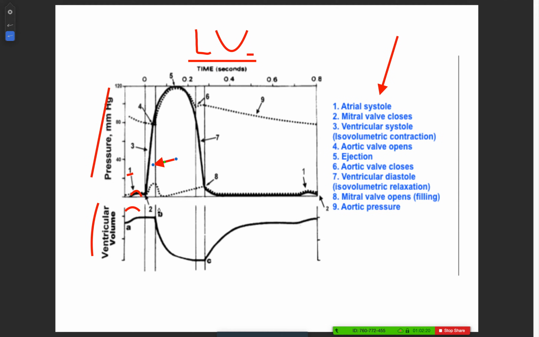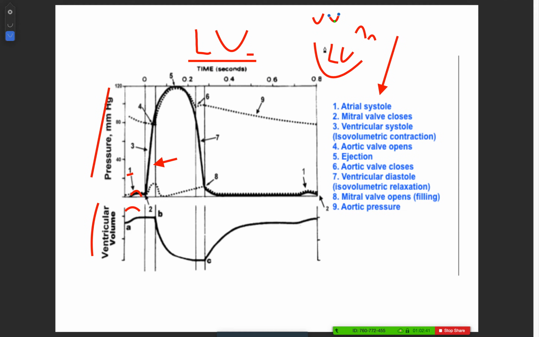Now we talked earlier about the shape of the valves. So this is my left ventricle, kind of shaped like this. This is our mitral valve, kind of shaped like this. And then this is our aortic valve, shaped a bit like this.